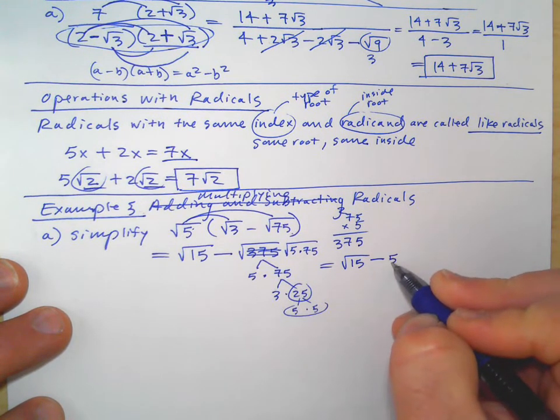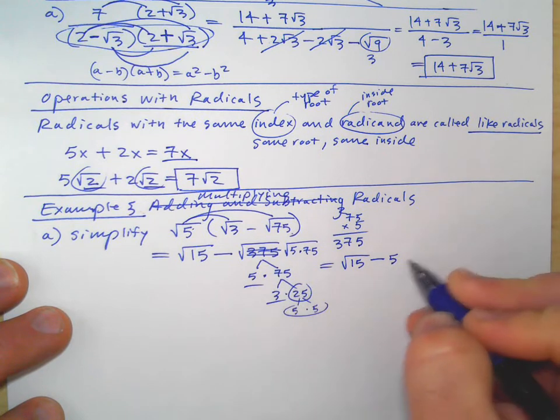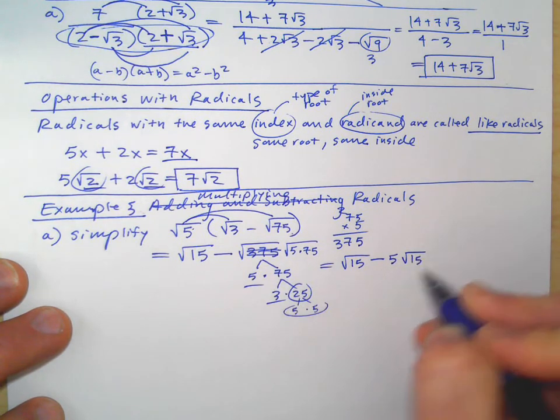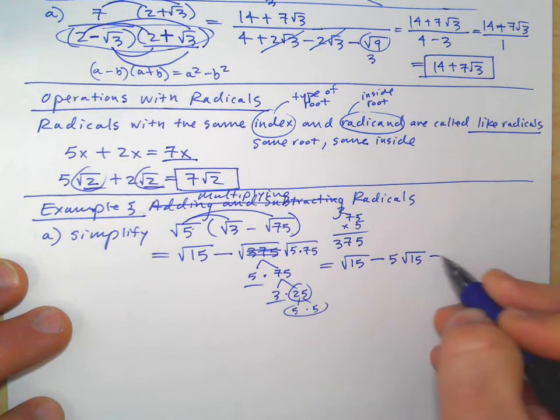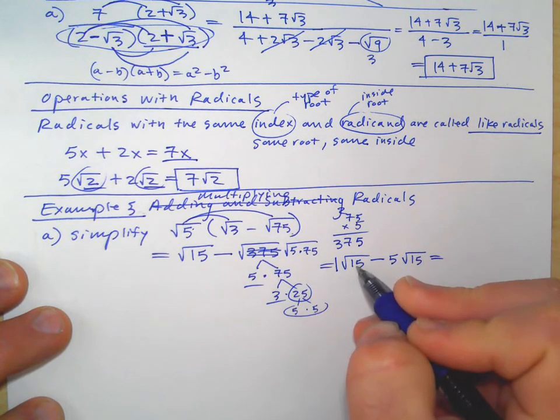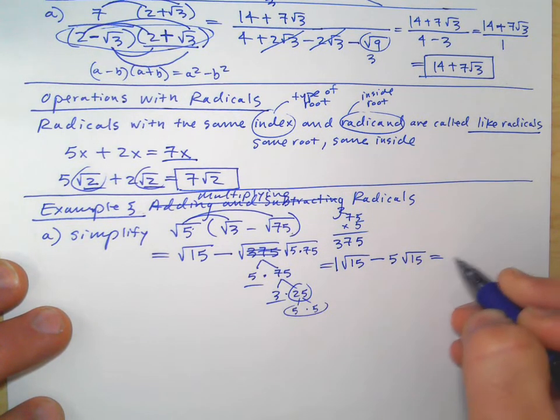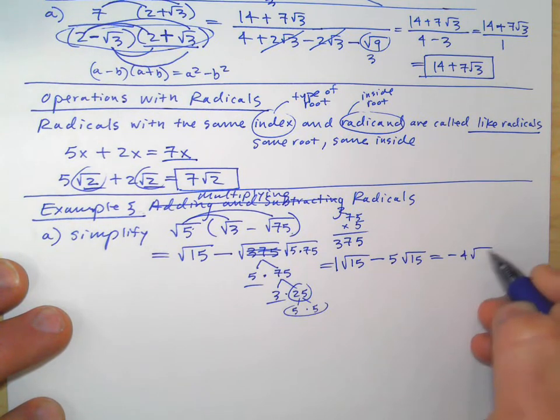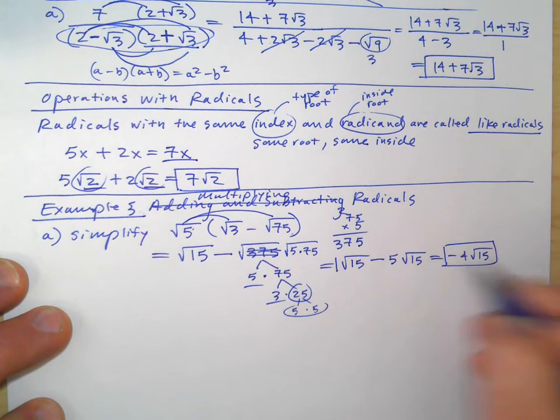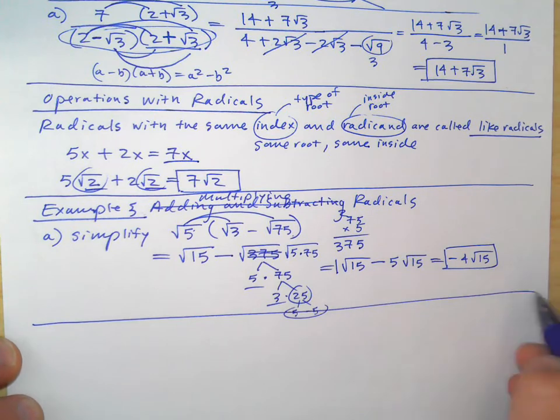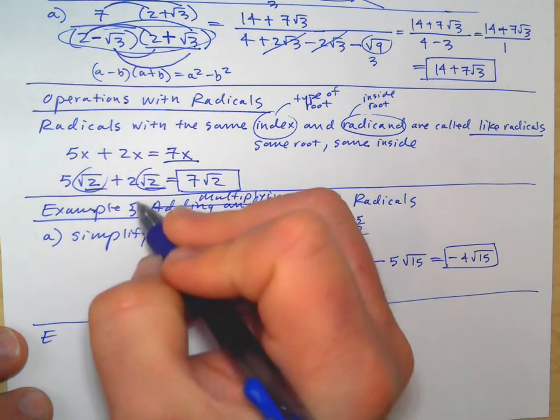You get a 5 out front. There's a 5 and a 3 left over inside, so that's 15. And these are like each other. So we have 1, positive 1 square root of 15 minus 5 square root of 15. So we have negative 4 square root of 15. Okay, now I jumped the gun. This is actually example 6.